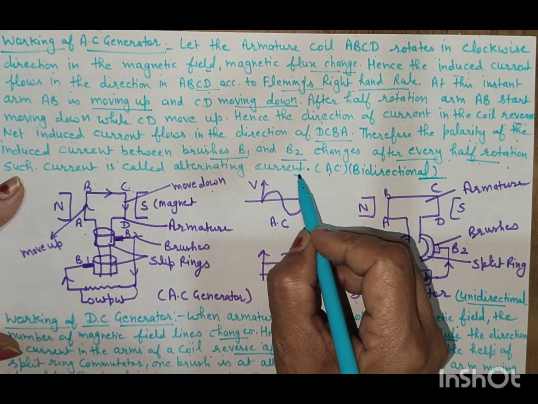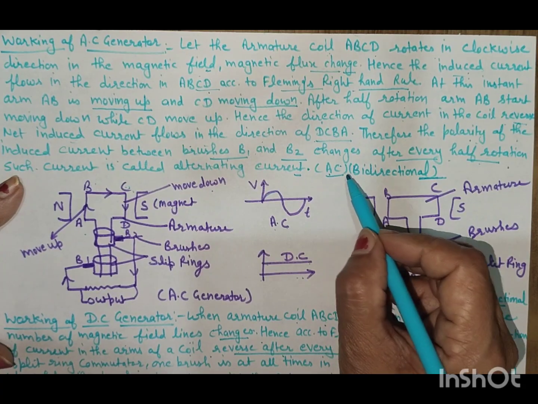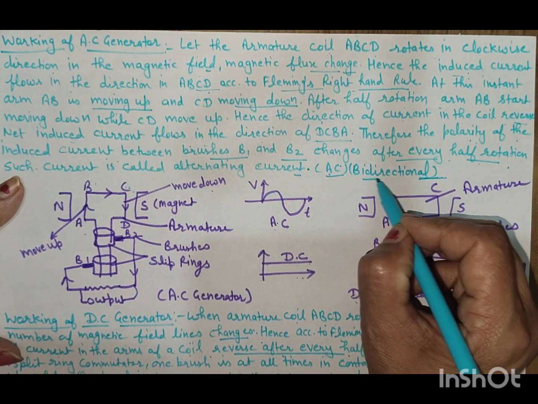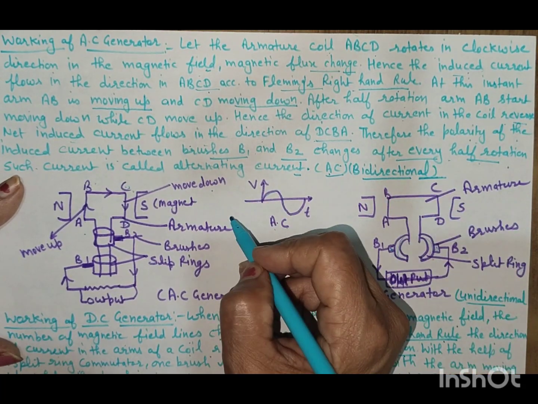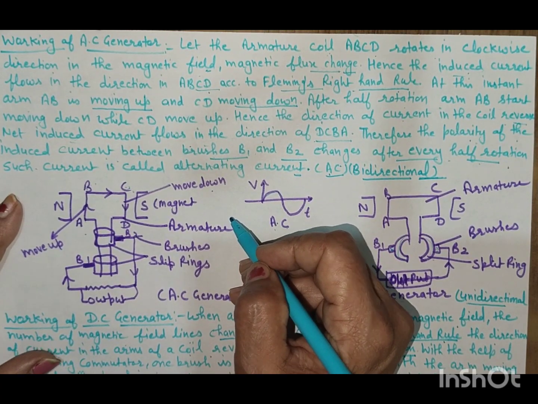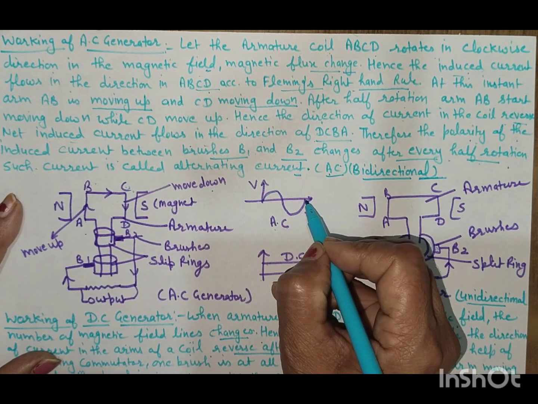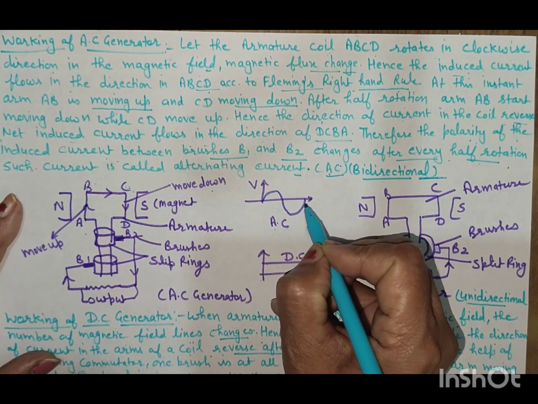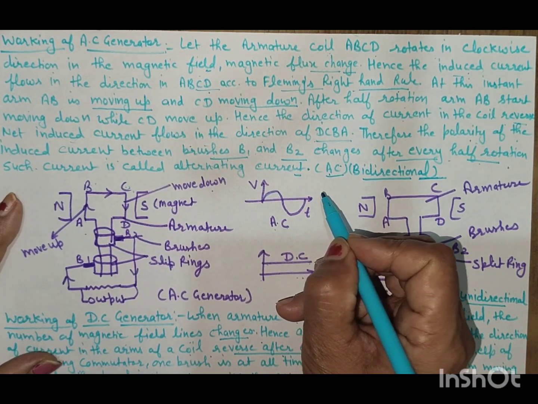Such current is called the alternating current or AC current. It is a bidirectional current because it changes its direction alternately or periodically. And this is the graph for the AC generator. It will change the direction.